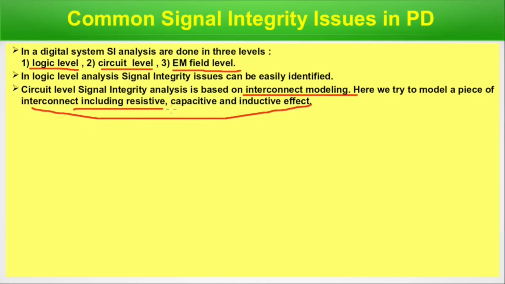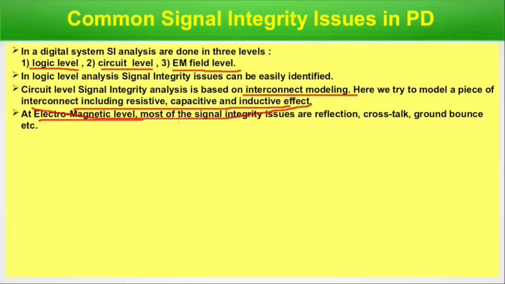That is parasitic effect and impact of parasitics, how the interconnects behave and all. And at electromagnetic level, most of the signal integrity issues are reflection, crosstalk, ground bounce, etc. Reflection, we have talked about termination of transmission line and reflection. Crosstalk also we have discussed in the first episode of this series a little bit. Today we will elaborate those points.